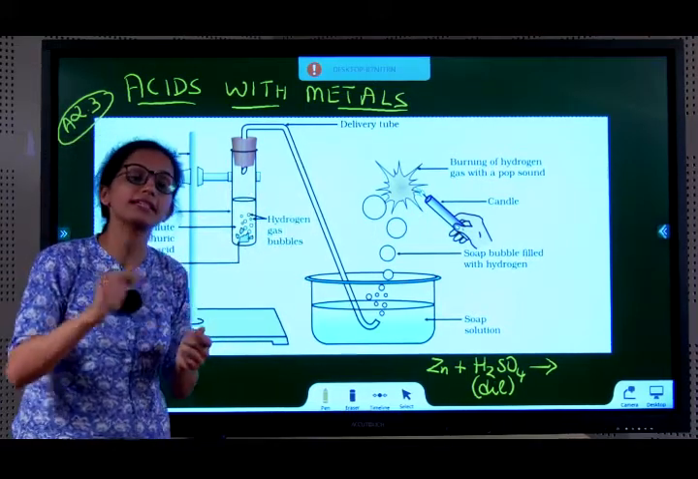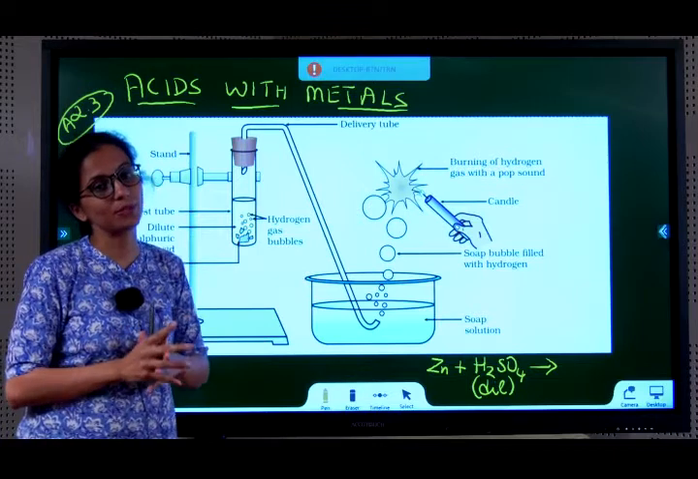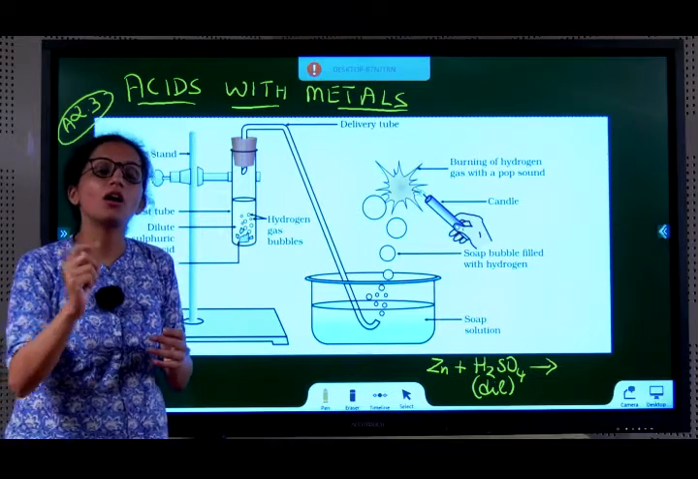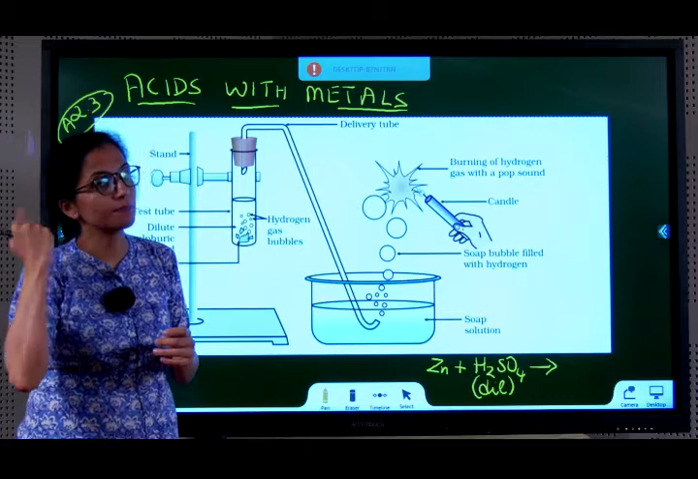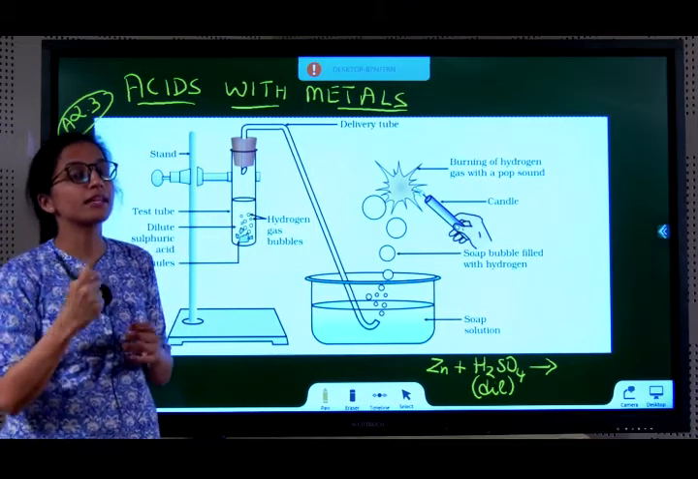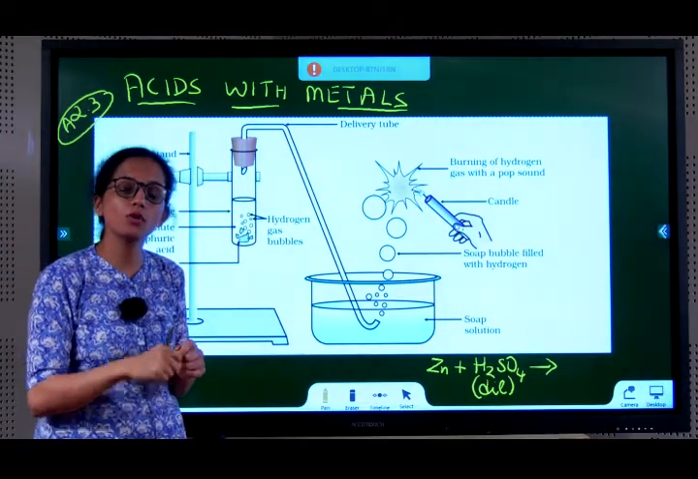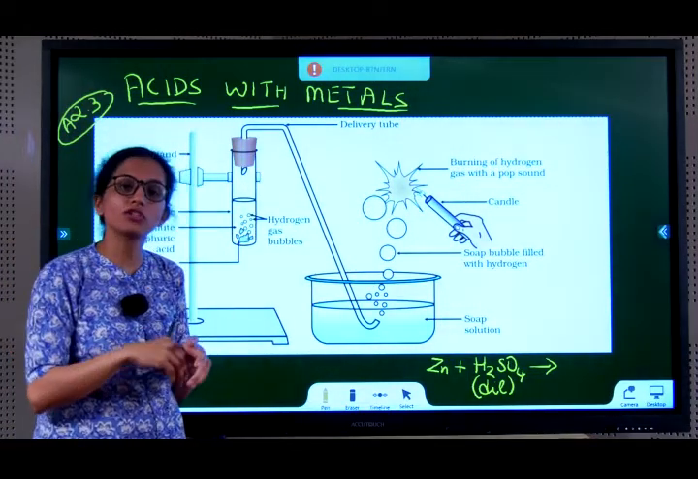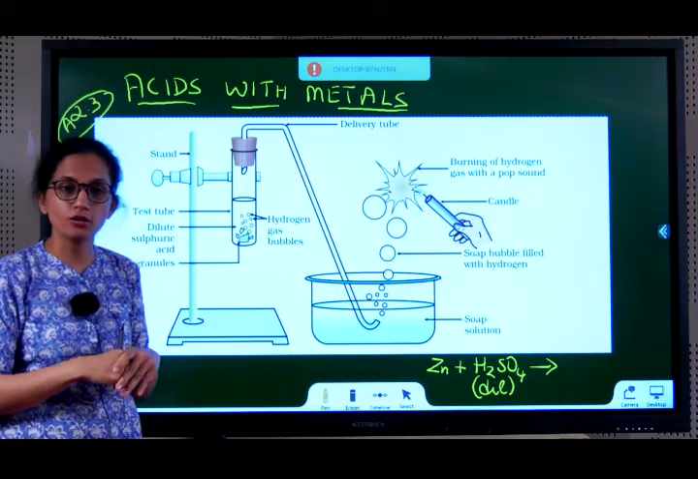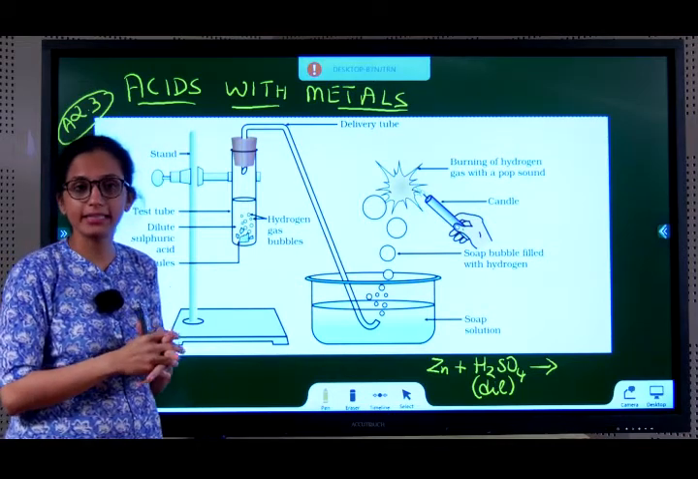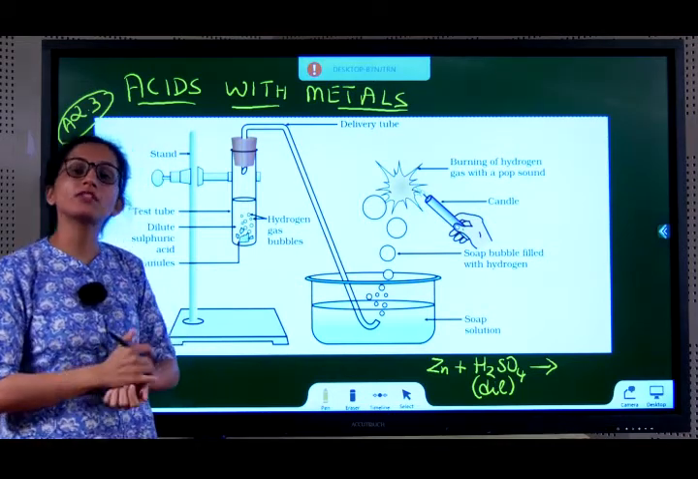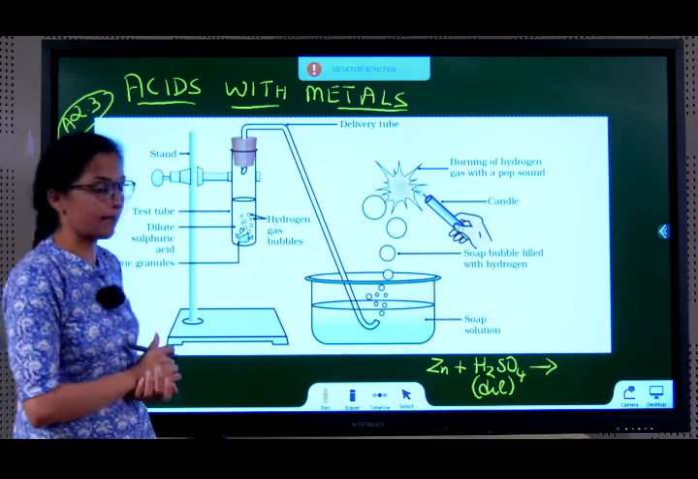Why? We want to test the gas. We already know two tests from chapter 1. If it is hydrogen, how do you test it? Burn it. If it pops with a pop sound, then it is hydrogen gas. If you want to know whether it's carbon dioxide, we pass the gas through calcium hydroxide solution and the solution turns milky. If you do not know this, please go back to chapter 1 and have a recap.